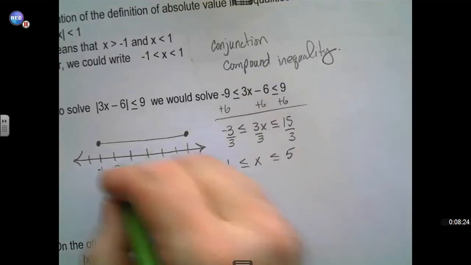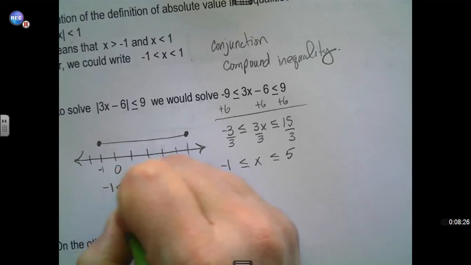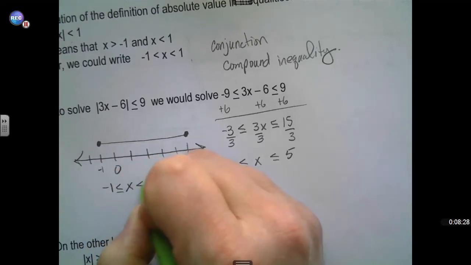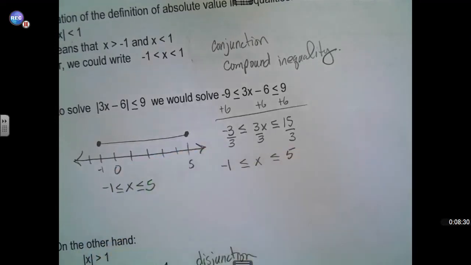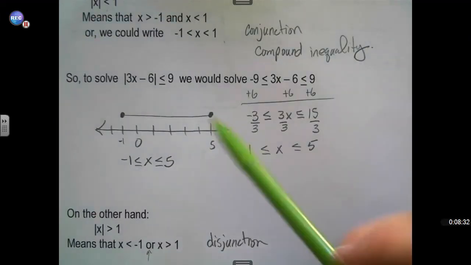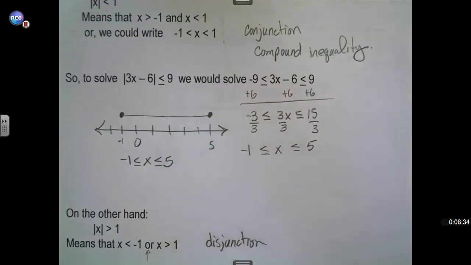Just like up here, the number line is part of my answer. The other part of my answer is that x is between -1 and 5. You need both parts to be correct.